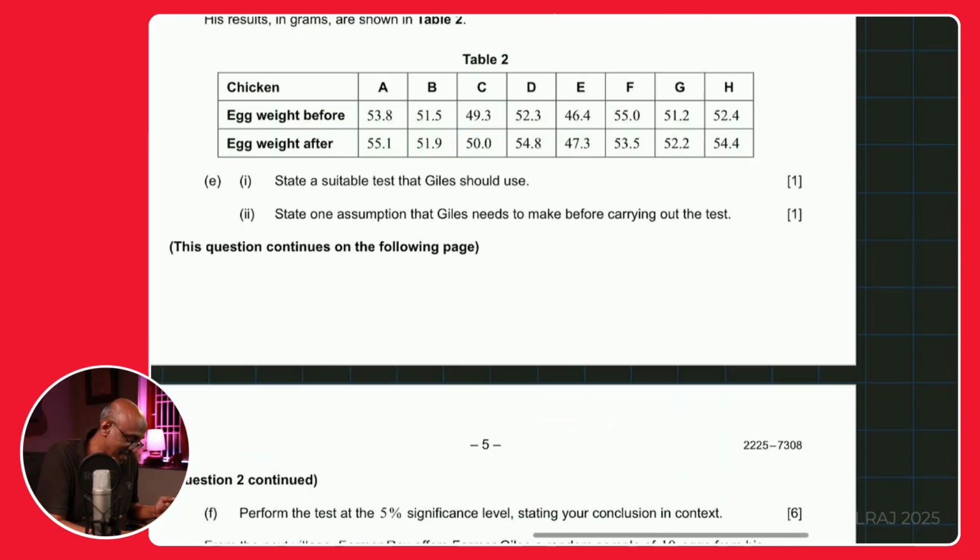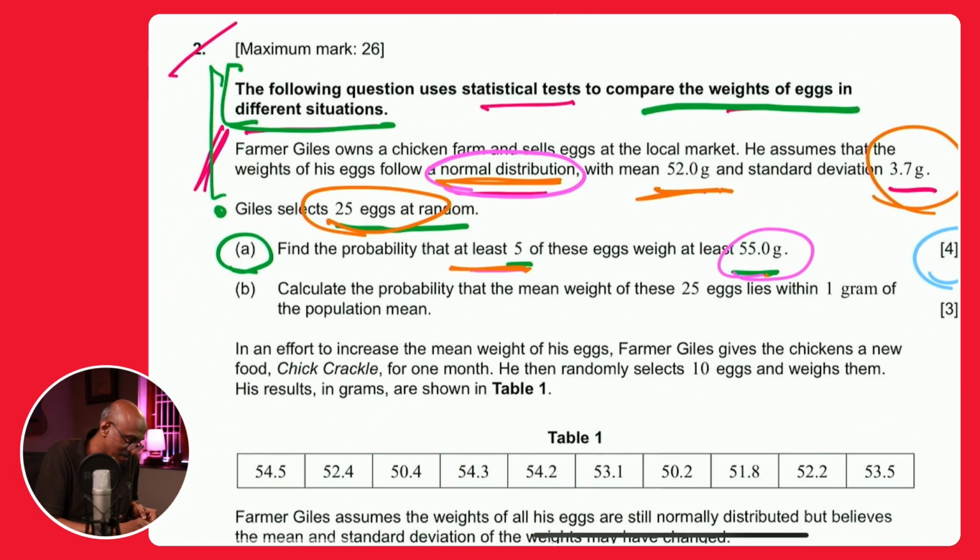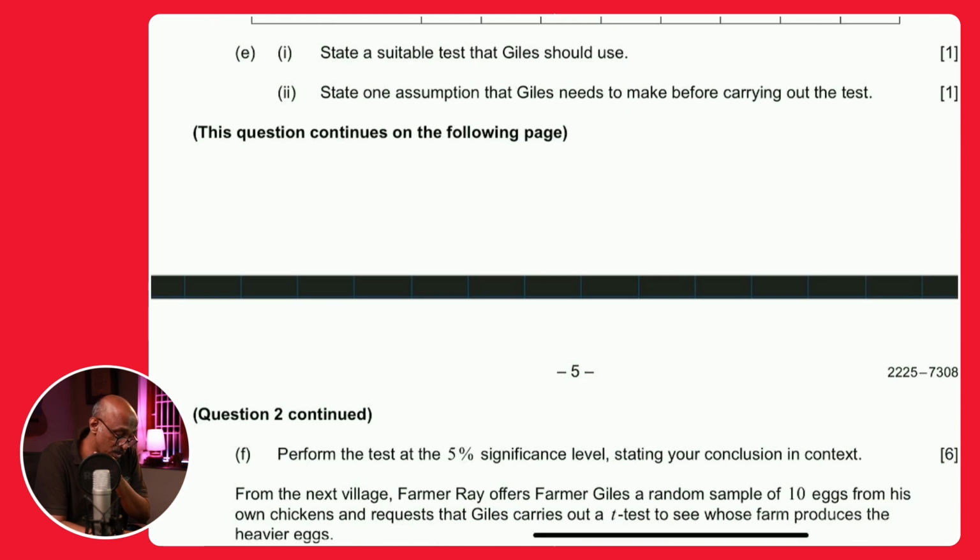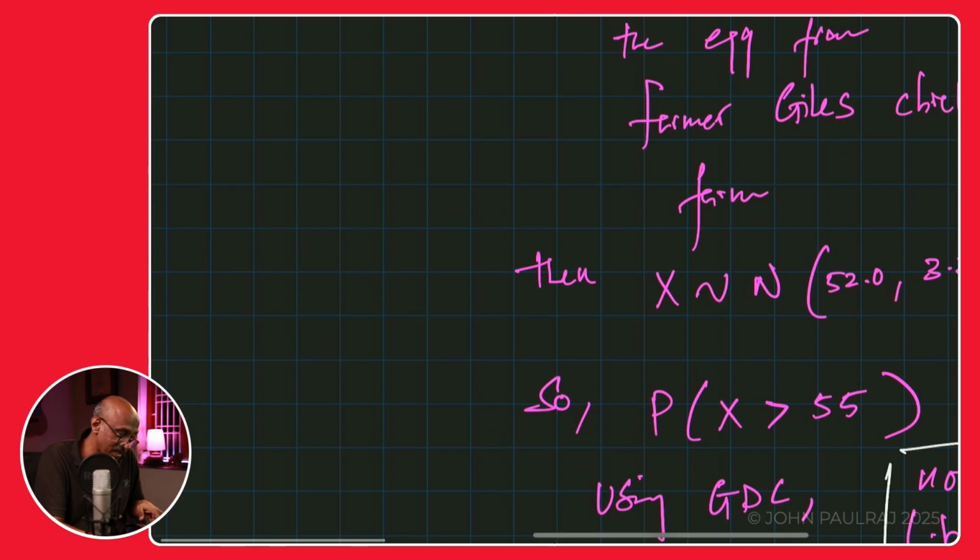Then I said that the question says Giles selects 25 eggs at random, and out of those 25 eggs, we want at least 5 eggs to have a weight of at least 55. I hope that makes sense, and I highlighted that this is 4 points. This is where it turns into binomial. So we no longer write x, so you have to be careful, because x we've already defined as the weight.